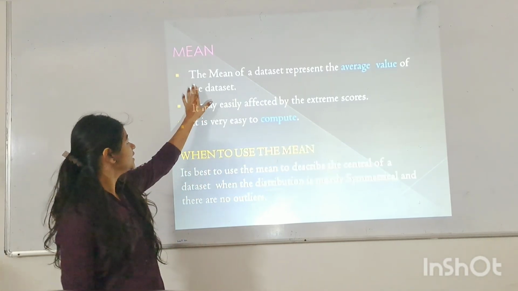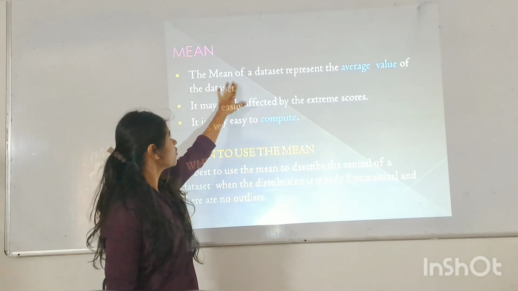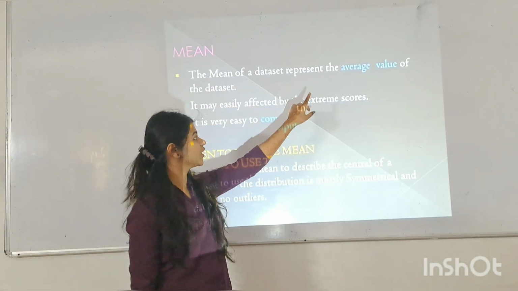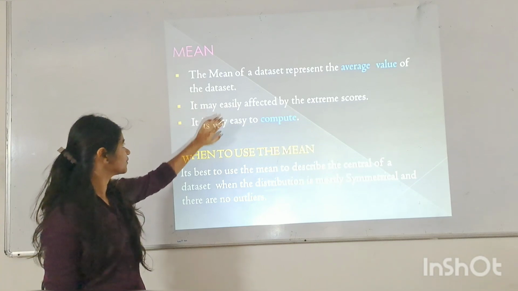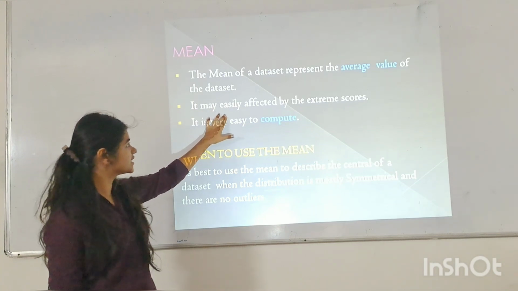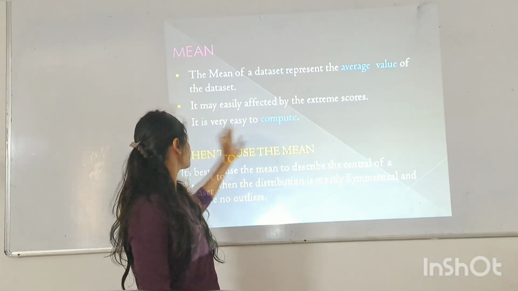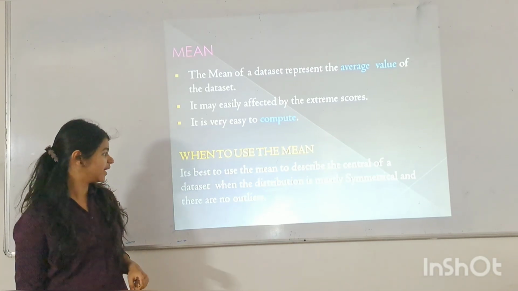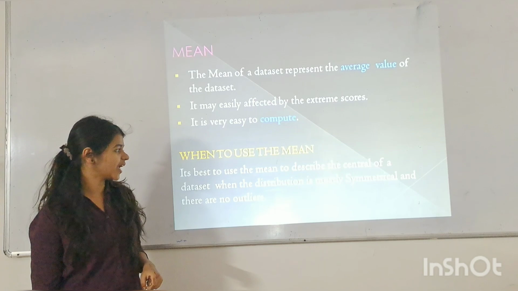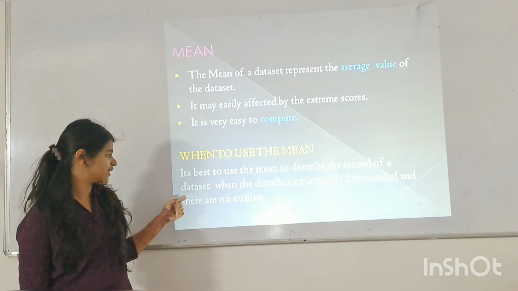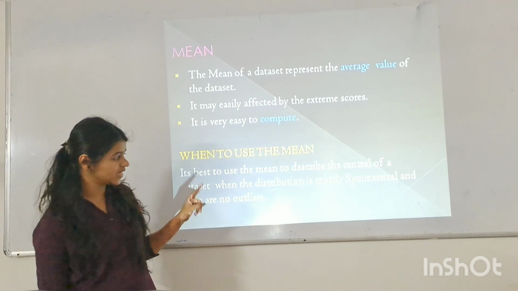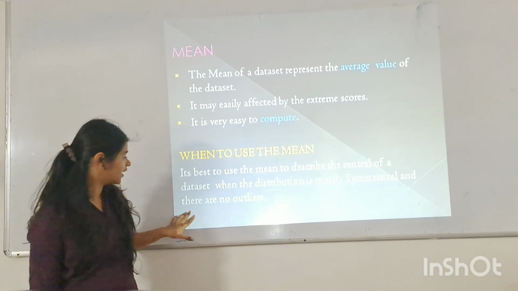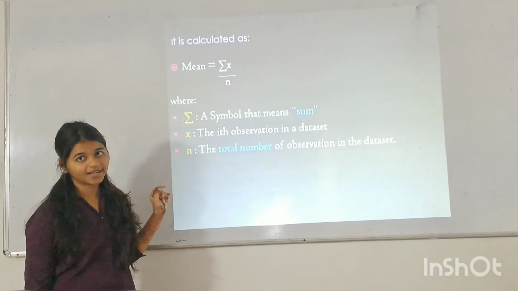Mean. The mean of a data set represents the average value of the data set. It may be easily affected by extreme scores. It is very easy to compute. It's best to use the mean to describe the center of the data set when the distribution is mostly symmetrical and there are no outliers.